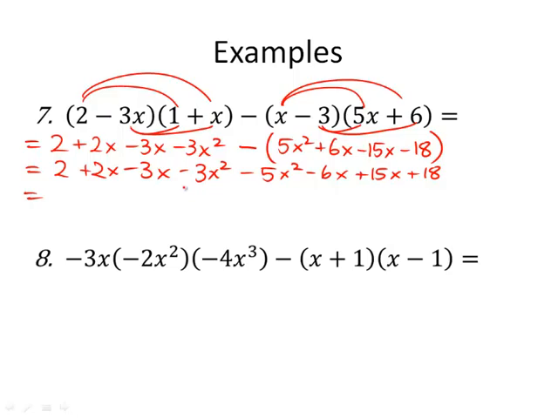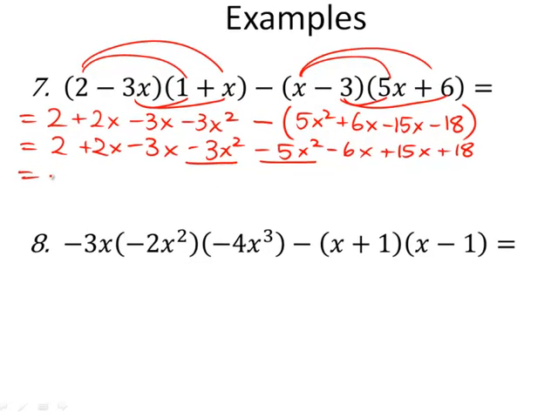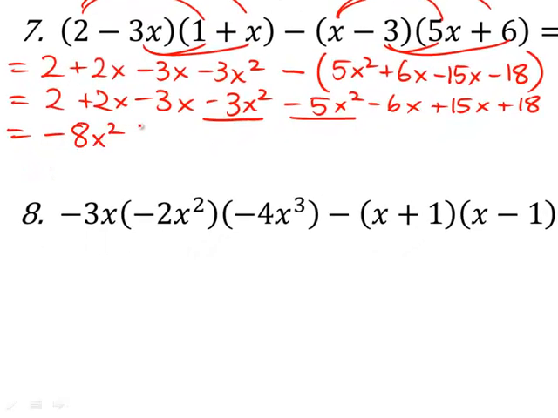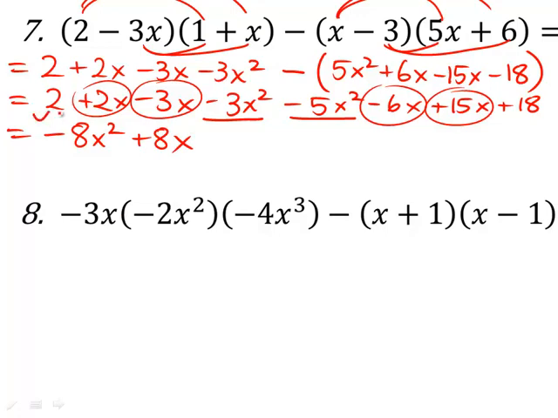So let's start with our highest degree. We've got negative 3x squared minus 5x squared giving us negative 8x squared. All our x terms, it's a bunch of them. So we've got 2 minus 3 minus 6 plus 15 x's, which is positive 8x. And we've got our positive 2 and our positive 18, which is plus 20. And that is simplest form, expanded form.